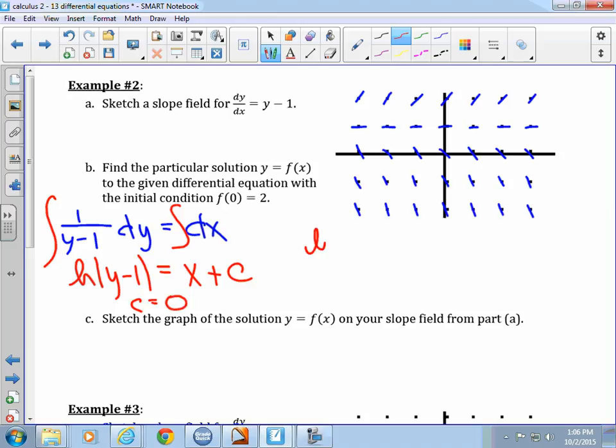So my equation, e to both sides. I have to decide plus or minus. Since my initial condition was (0, 2), if I plug in 0 and plug in 2, this needs to be positive to work out. So we are going to leave it as the positive, so y equals e to the x plus 1. Well, for part B, we're done.